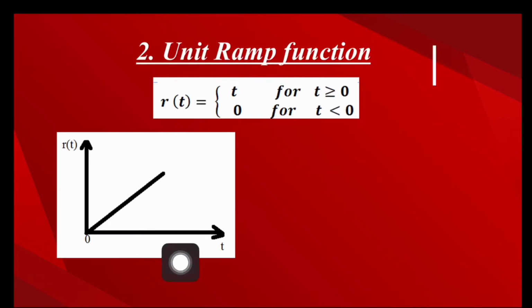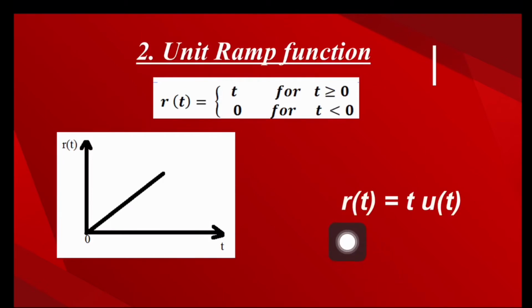Now we are going to express r of t in terms of u of t. Do you know how to do that? u of t is defined as 1 for t greater than or equal to 0 and 0 for t less than 0. r of t is defined as t for t greater than or equal to 0 and 0 for t less than 0. By comparing these two expressions, we can write the unit ramp function r of t is equal to t into u of t.